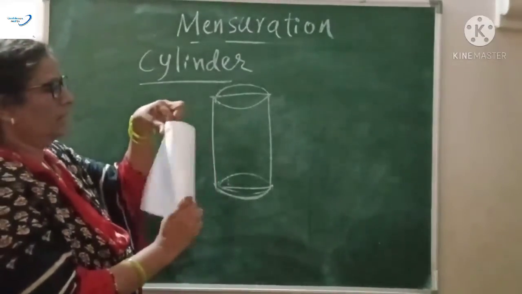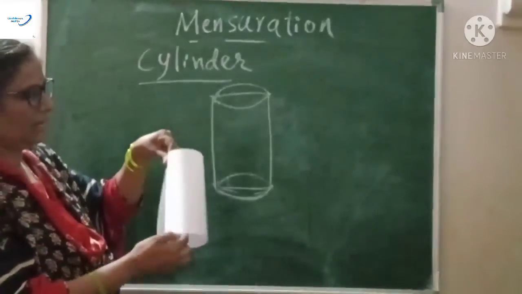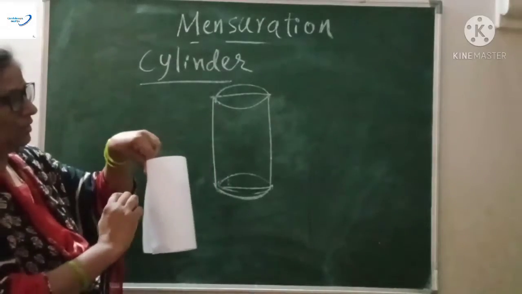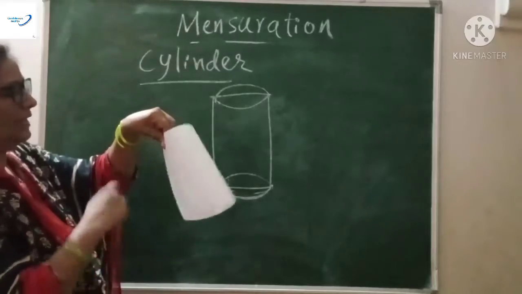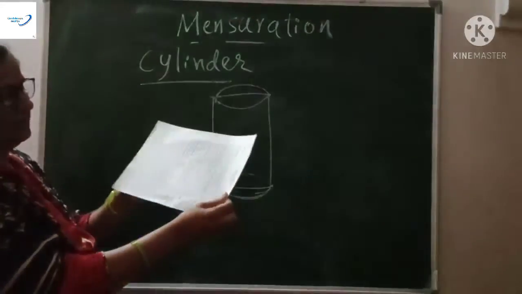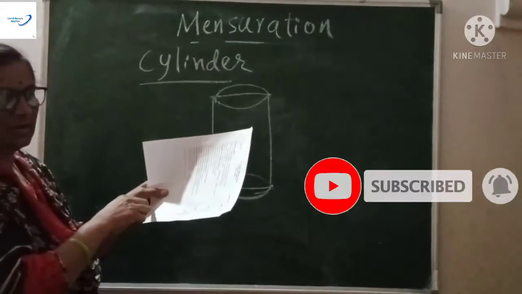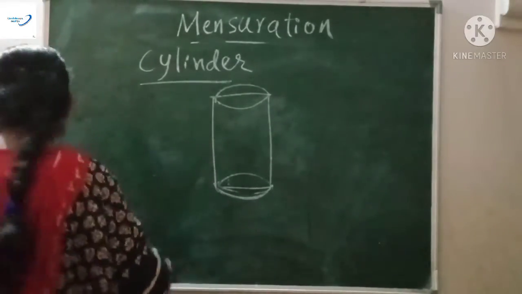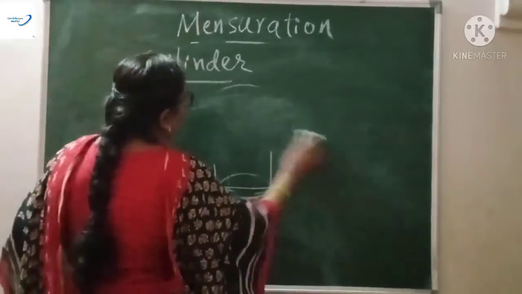If I open it, it becomes a rectangle. That means the cylinder, when it is open, becomes a rectangle, and if it is closed, it becomes a cylinder. So to find its curved surface area is very simple. If I open it, what am I getting? This one. If I find the area of this rectangular figure, then it is nothing but the curved surface area of the cylinder. So easy. So how to find that? Let me explain in short.